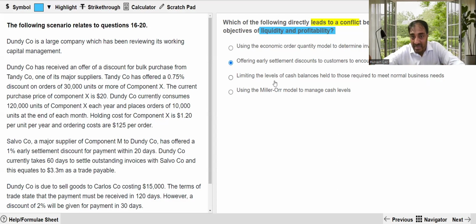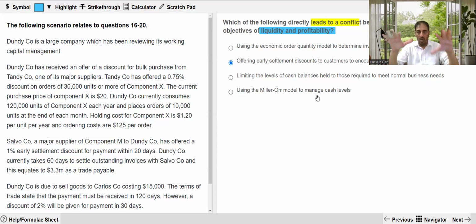Number 3, limiting the level of cash balance held to those required to meet normal business needs. It's a good activity. We have to maintain a minimum level of cash balance for the business activity to maintain the liquidity point. And of course, no opportunity cost. That means no compromise with the profitability. So this statement does not reflect any conflict of working capital objectives. Last one, using Miller Orr model to manage cash. With the Miller Orr model, if we really manage cash, our liquidity and profitability are both managed exactly. It does not lead to conflict.